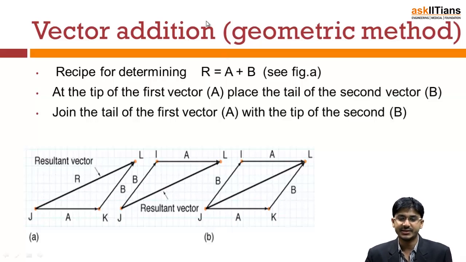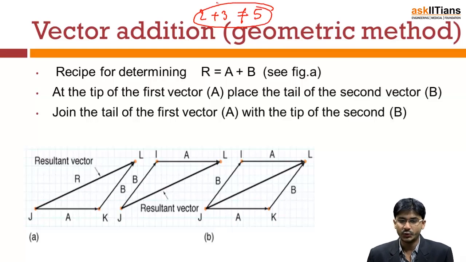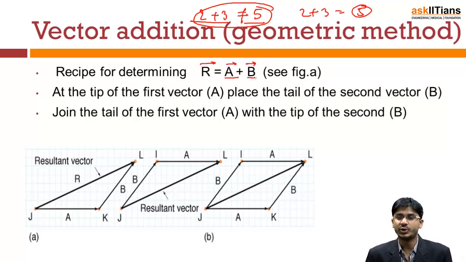Now these vectors that we have defined don't follow the rules that we follow for scalars. If you have 2 plus 3, this is not equal to 5 in vectors, because the vector comes with direction. In a scalar, we know 2 plus 3 equals 5. So how do we add two vectors? Why is it that these two are not equal to 5? It's because of the direction.